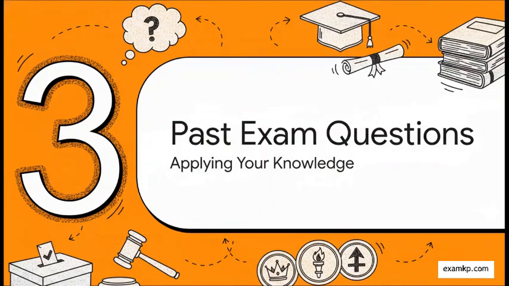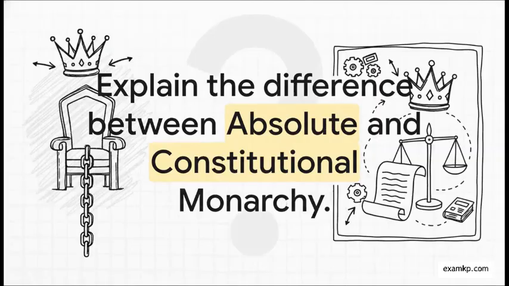We're going to tackle some real past exam questions from WAEC, JAMB, and NECO. This is where you see how to turn what you know into high marks. Let's start with a classic essay question from WAEC. They're asking you to explain the difference between absolute and constitutional monarchy. Okay, so how do we approach this to make sure we get every single point possible?